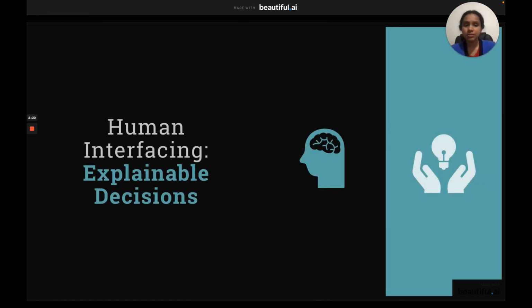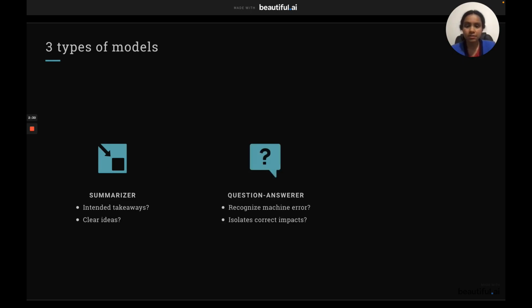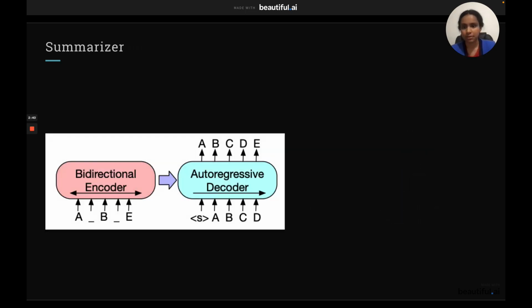However, we need to make sure these decisions are explainable for human interfacing. Thus, instead of integrating just a classifier, we use three types of models: a summarizer that can help researchers see if they're getting the intended takeaways, a question answering system, which helps researchers identify machine error, but also if the ImpactBot is actually isolating the correct types of impacts, and finally a classifier, which actually sees if researchers are satisfying the objectives and making the improvements we need.